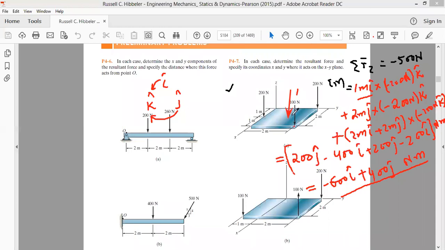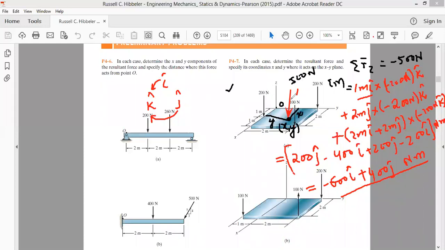along the x-axis, let's say its coordinate is x, along the y-axis, let's say its coordinate is y. Let's suppose its x and y coordinates are x comma y. This force of 500 Newton along minus z direction is acting at a point having coordinates x comma y, that is this distance is x and this distance is y. It is acting in such a way that at point O, it produces the same moment as the moment of minus 600 i cap plus 400 j cap.